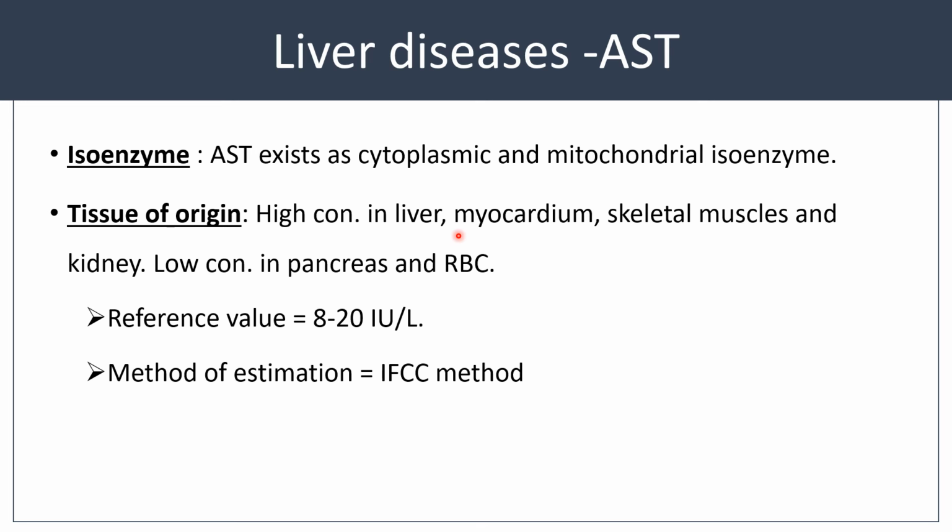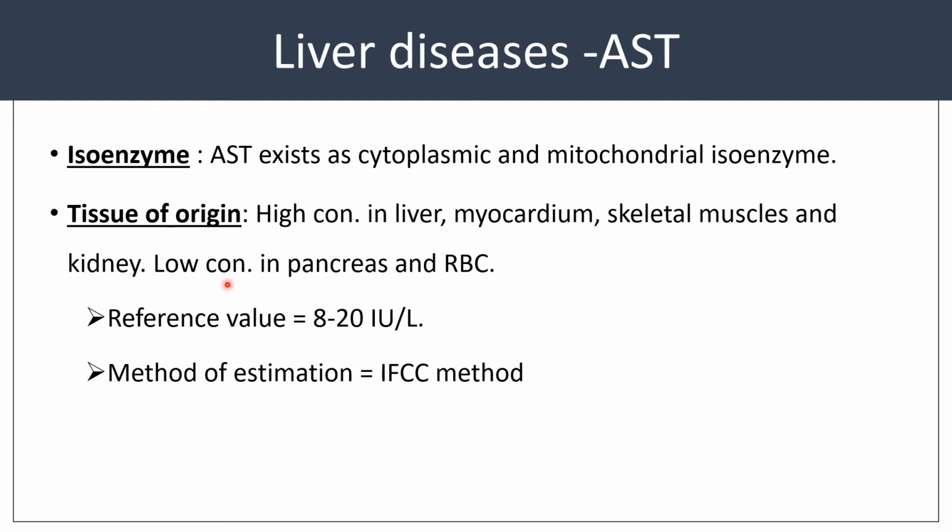AST is present in both cytoplasm and mitochondria. It is present in very high concentration in liver, cardiac tissue, skeletal muscle, and kidney. So this is a very important point: in these tissues, both in the cytoplasm and in the mitochondria, it is present.